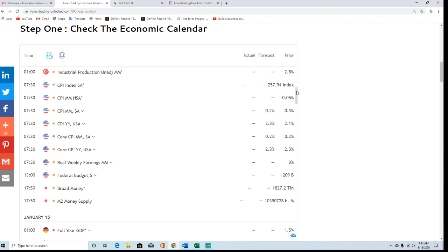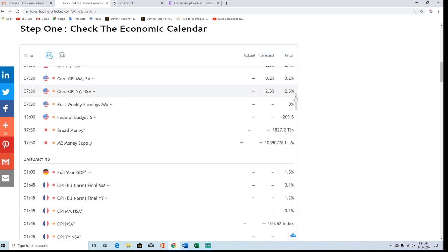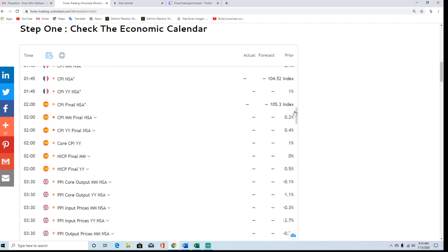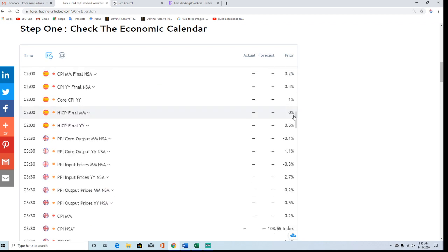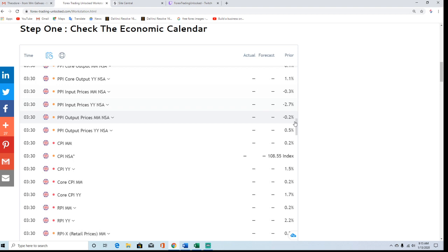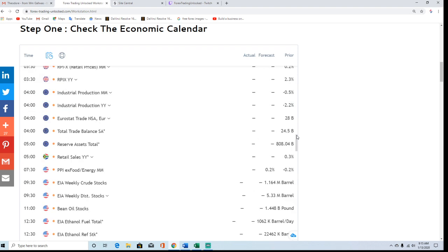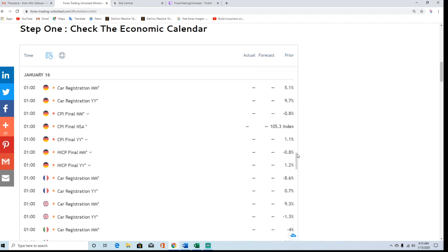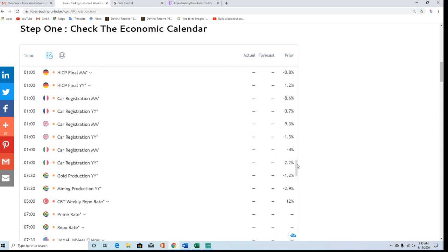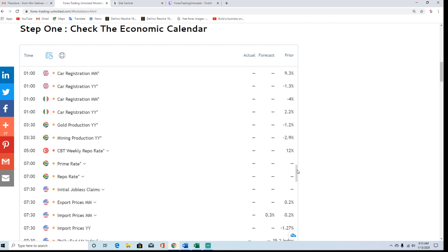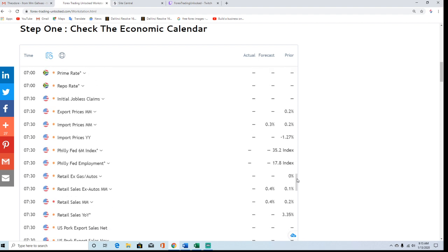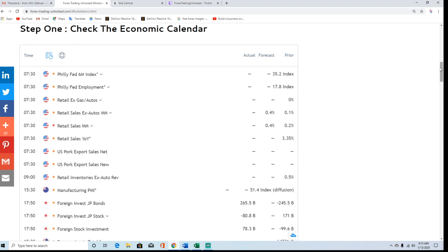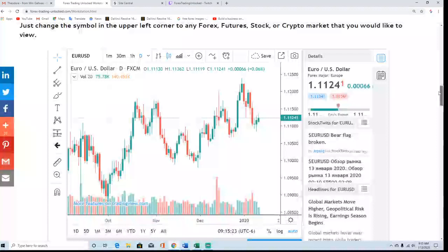Tomorrow we have CPI for the US dollar, which is a big number always. Later in the week we have PPI for the UK coming out, and also industrial production for the EU as well. We have a bunch of German numbers coming out on the 16th, and we also have import numbers and retail sales coming out for the US dollar at the end of the week as well.